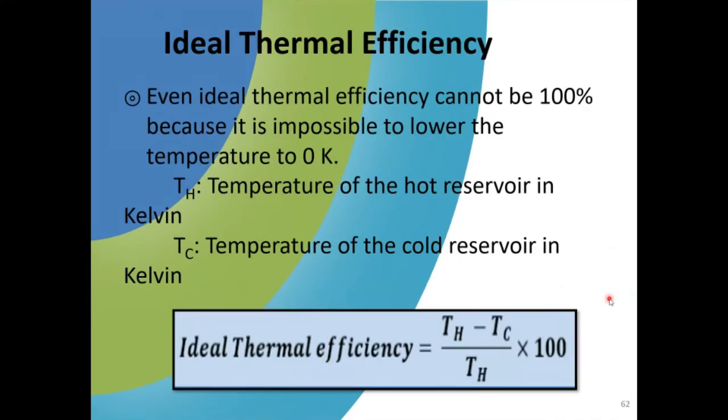So, in terms of ideal thermal efficiency, even ideal thermal efficiency cannot be 100% because it is impossible to lower the temperature to 0 Kelvin. Just like TH, this is the temperature of the hot reservoir in Kelvin, and TC is the temperature of the cold reservoir in Kelvin. So, that is their formula or equation.